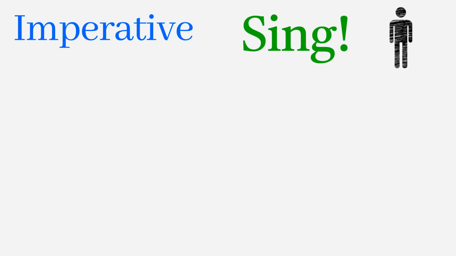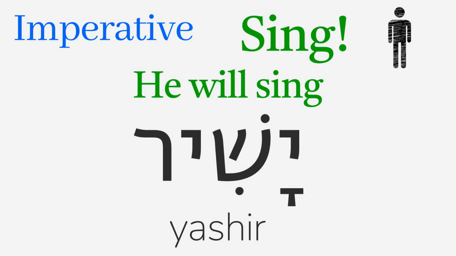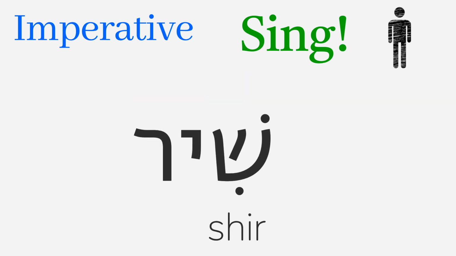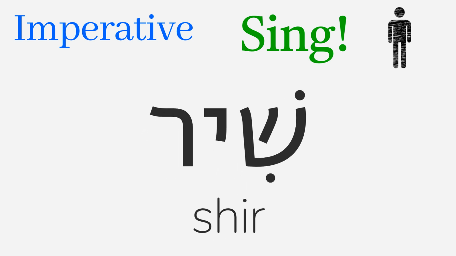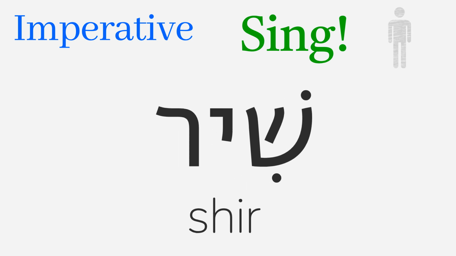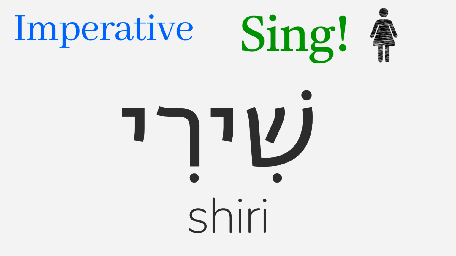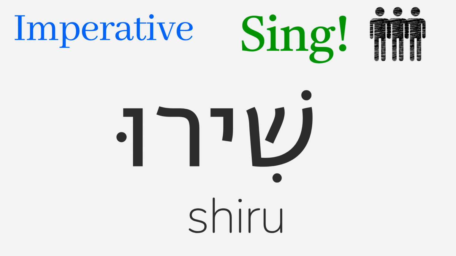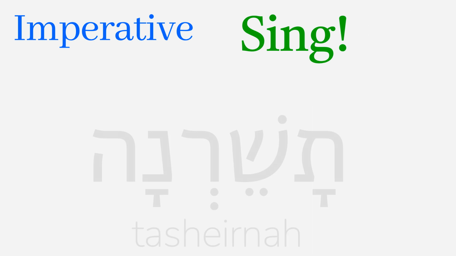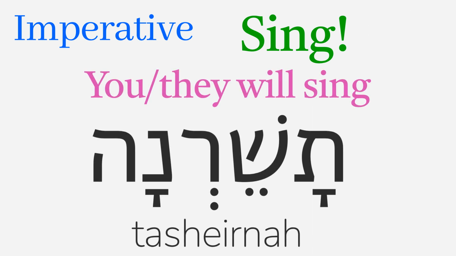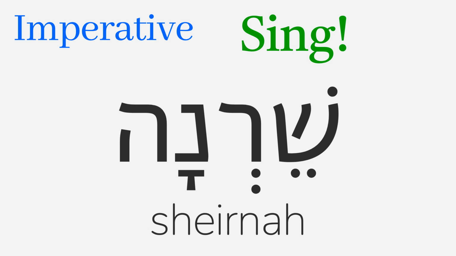Let's also make the masculine singular command sing from yashir, he will sing. We take off the yod prefix to make shir, sing masculine singular. You use shiri to order a woman to sing, and shiru to order a group of men or a mixed group to sing. The future tense verb tashirna means you will sing feminine plural, or they will sing in feminine form. Removing the tav prefix, we get shirna, sing, ordering a group of women.